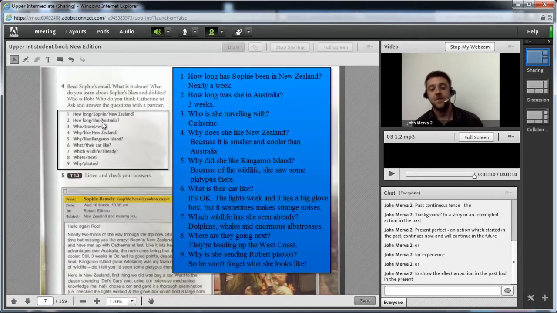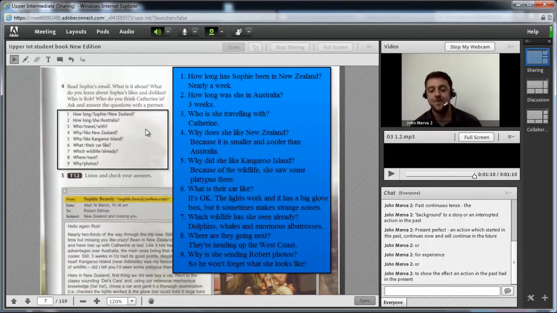What is their car like? Well, it's okay. It's not great. The lights work and it has a big glove box, but sometimes it makes some strange noises. Number 7, which wildlife has she seen already? Wildlife is a word we often use for animals. She's seen dolphins, she's seen whales, she's seen some enormous albatrosses. Albatrosses are very, very big birds. Where are they going next? Well, they're heading up the west coast. Heading up is a phrase we use sometimes to mean we're going somewhere. It's quite a casual phrase.